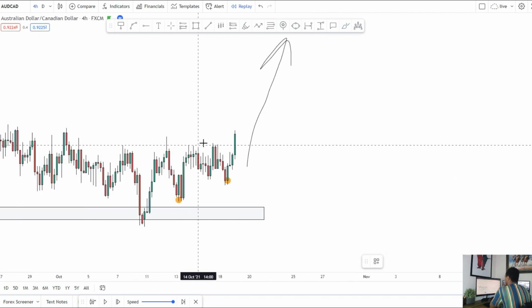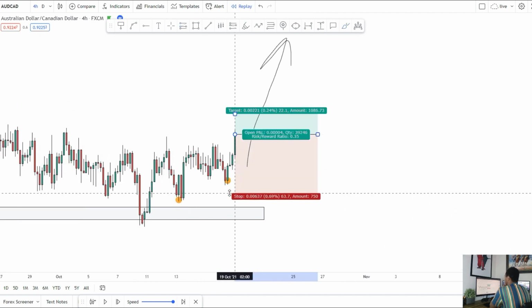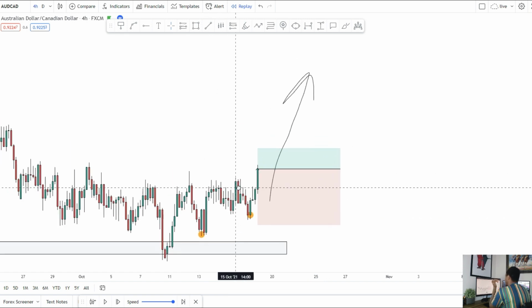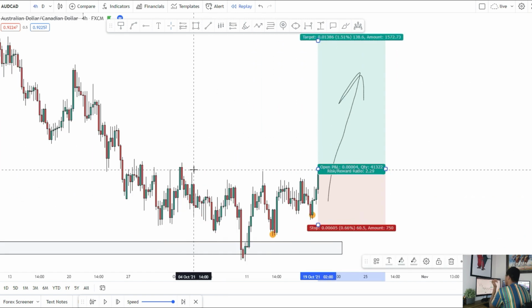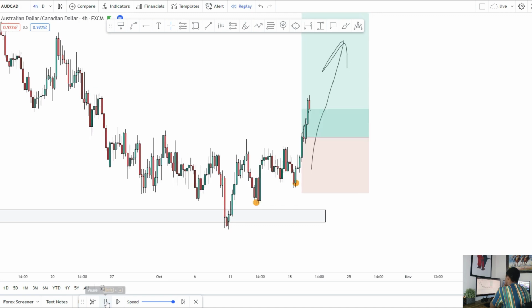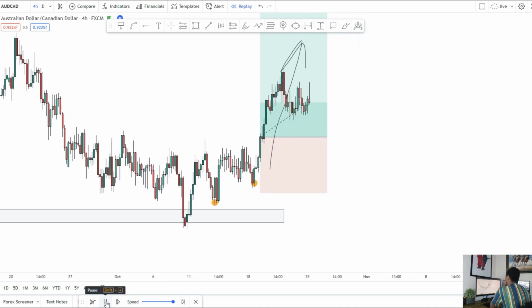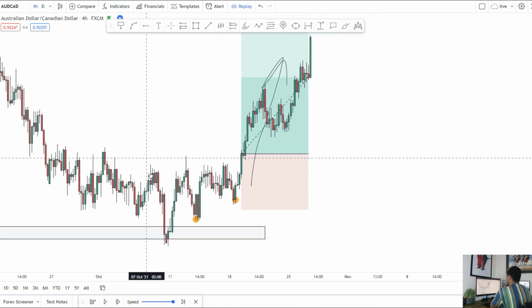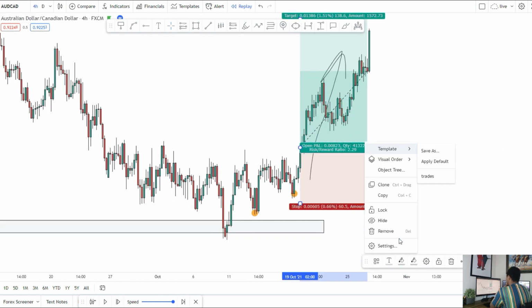So again, you can look for your entries there. Potentially you could look for your entries slightly early on the lower time frames to match your rewards. But again, looking for that reversal. And if you click play, you can see it does play out quite nicely, and we get some nice continuations to the upside as price continues.